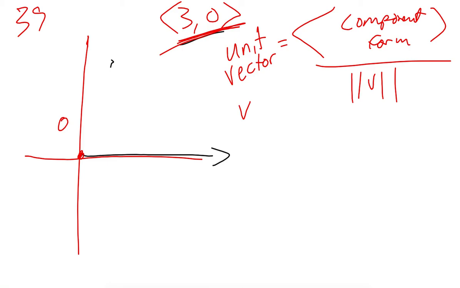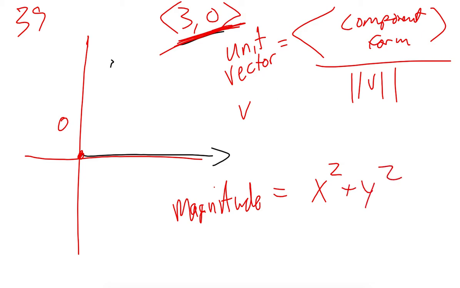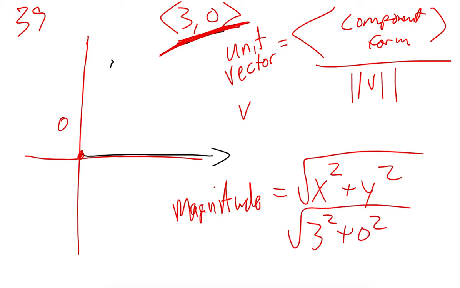Okay? Now, if you remember how to find the magnitude, it's going to equal your x component squared plus your y component squared. Take the square root of that. So in our case, we have 3 squared plus 0 squared. Take the square root of that. We get the square root of 9, which we know is 3. It makes sense. This vector is 3 units long.